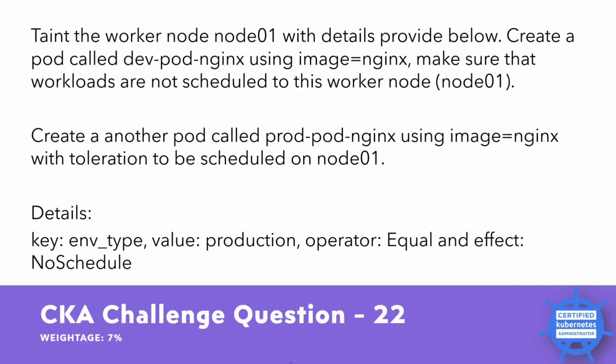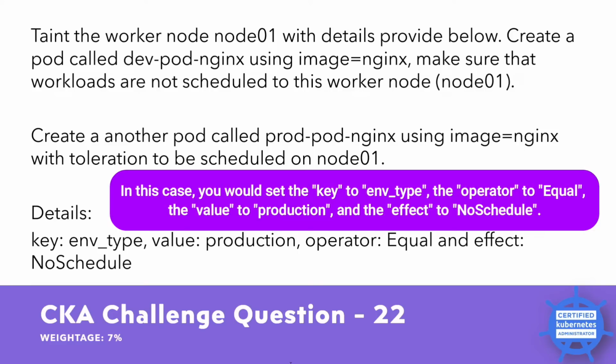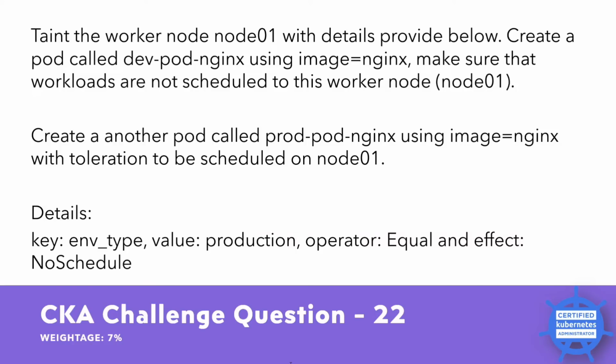To create the prod-pod-nginx pod with the toleration, you can use the tolerations field in the pod spec to specify the key, operator, value, and effect of the toleration. In this case, you would set the key equal to env_type, the operator to Equal, the value to production, and the effect to NoSchedule. This tells Kubernetes that the pod can tolerate the taint on node01 with these specific properties.